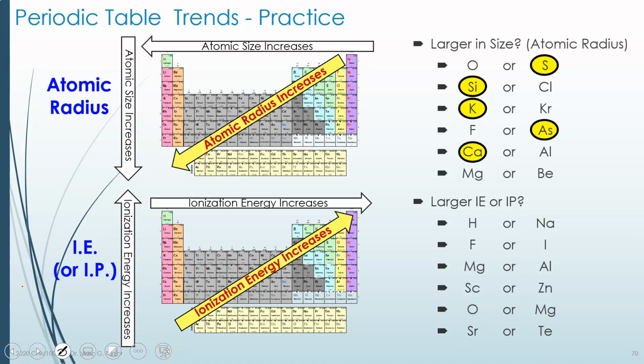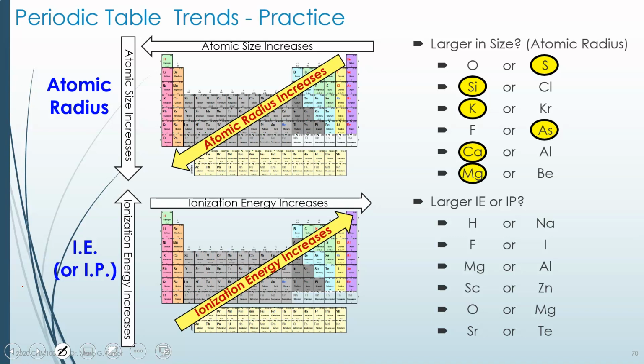Magnesium versus beryllium. These are both alkaline earths. They're in orange. You can see beryllium right below it is magnesium. So magnesium has a whole other level of orbitals being added to it, so it is much larger than beryllium.